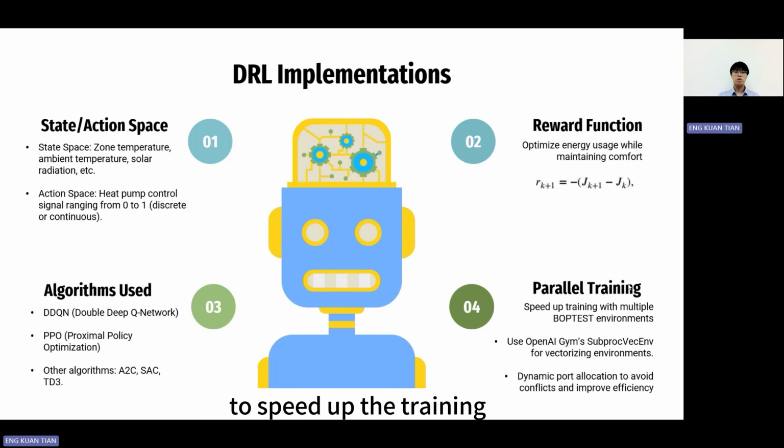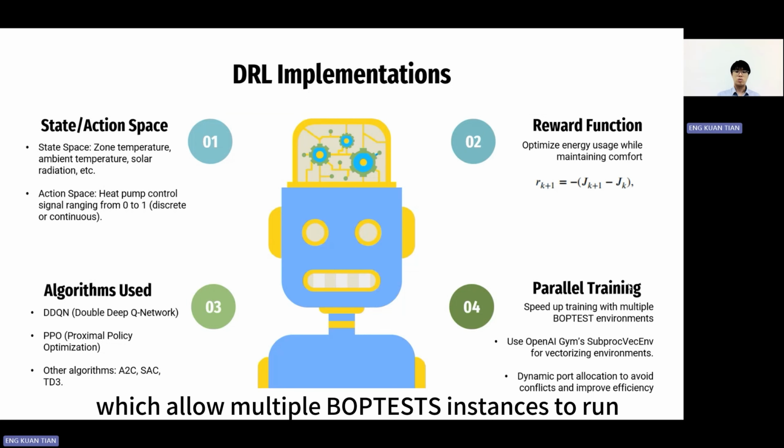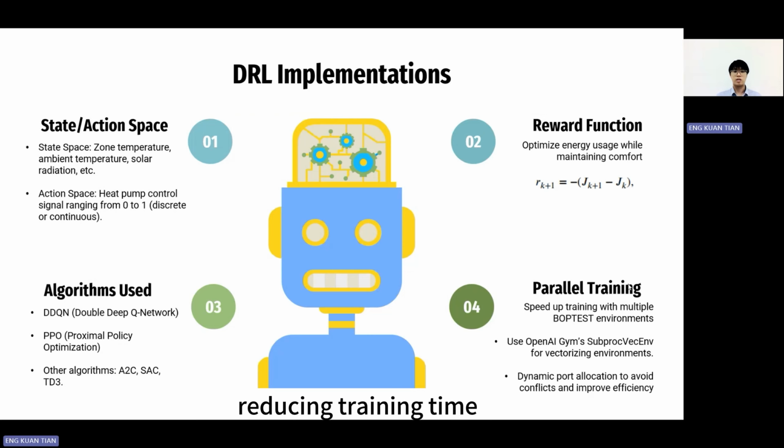To speed up the training, the author used OpenAI Gym with parallel environments, which allowed multiple Bob test instances to run concurrently, reducing training time. That's all from me. I'll pass the time to Jason.